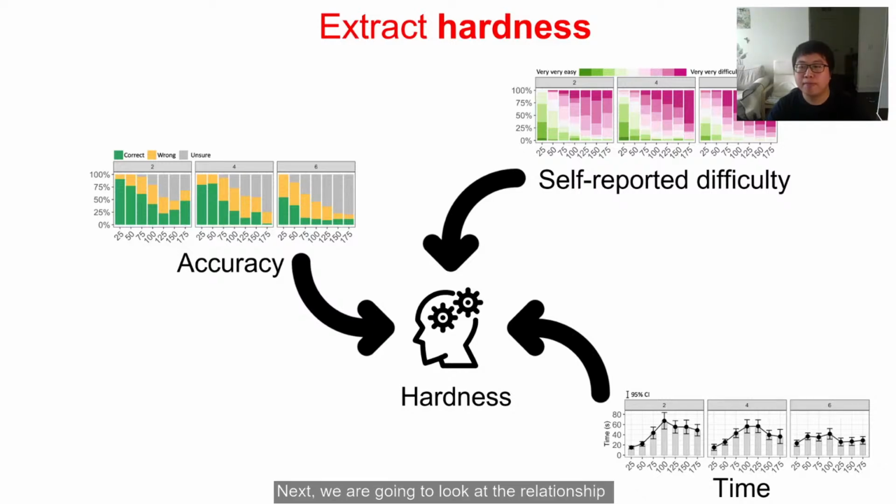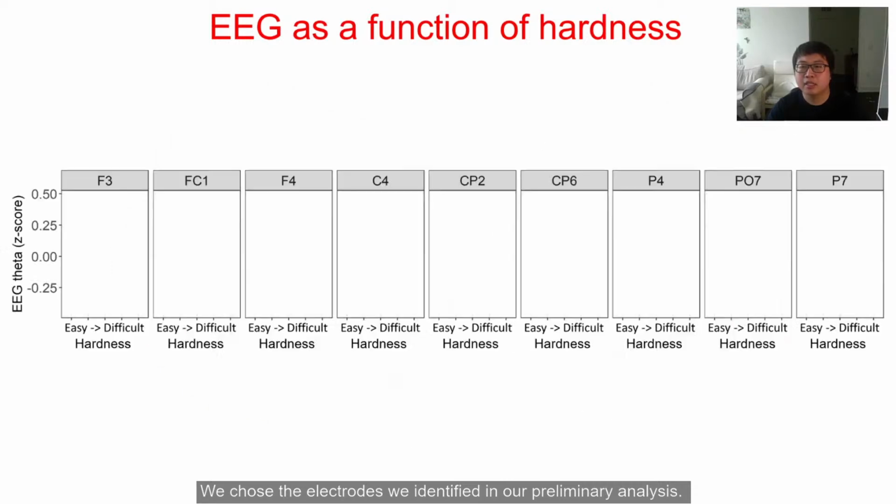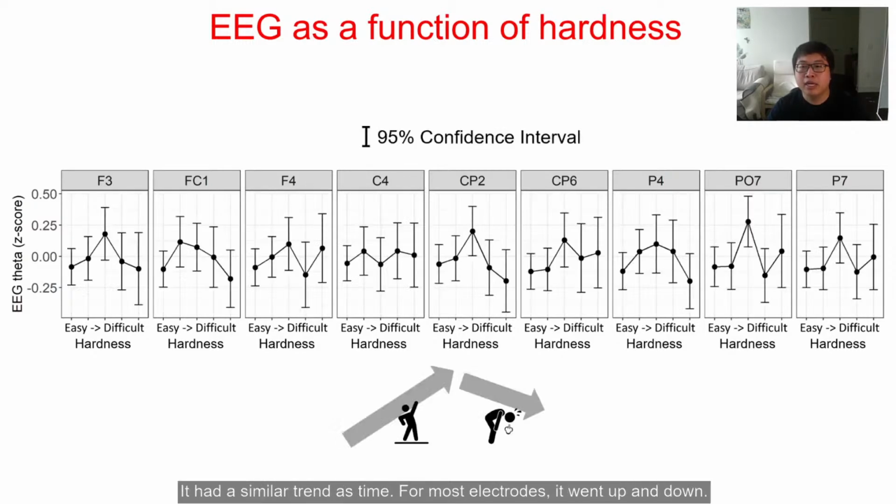Next, we are going to look at the relationship between hardness and the physiological measures. Let us first check the relationship between EEG and the hardness. We choose the electrodes that we identified in our preliminary analysis. The x-axis is showing hardness from easy to difficult, and the y-axis shows the normalized EEG power. It had a similar trend as time. For most electrodes, it went up and down. We conjecture that it is because once the task becomes very difficult, participants switched off and no longer made the effort to find the right answer, so cognitive load decreased.